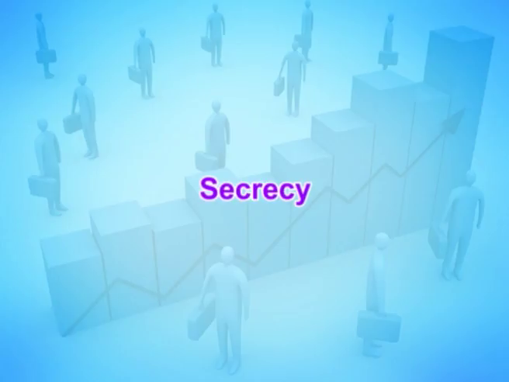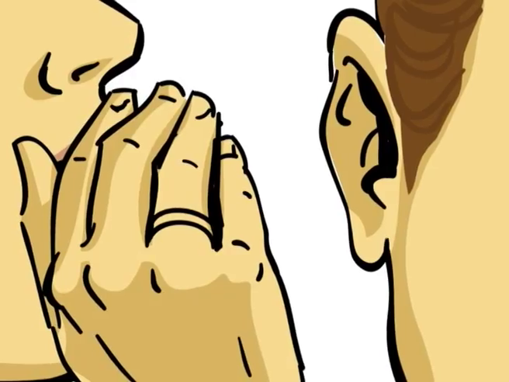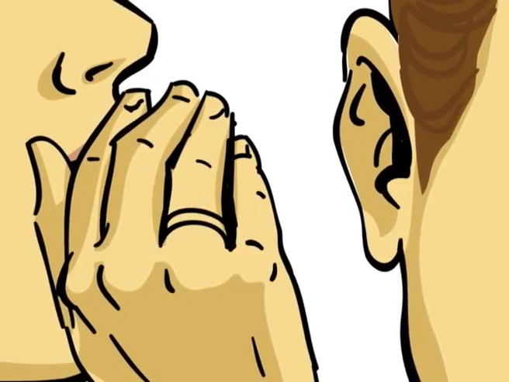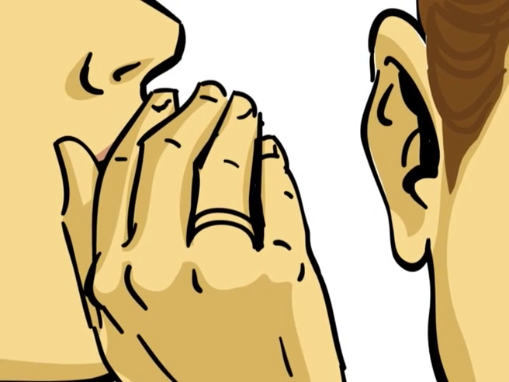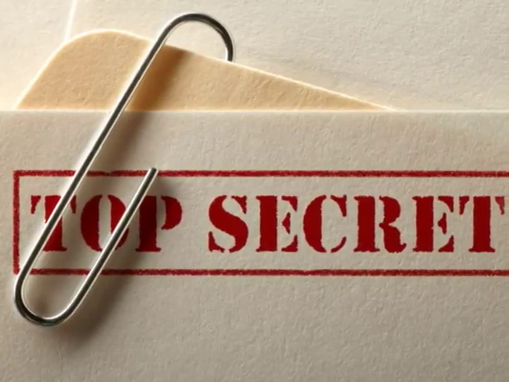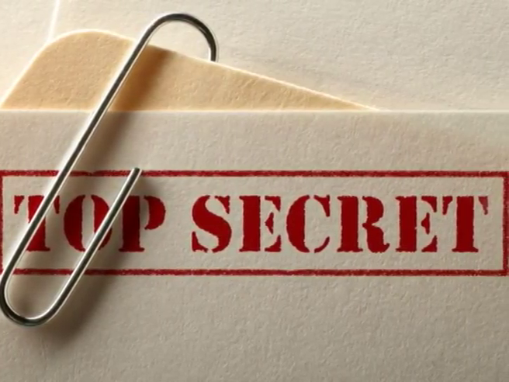Next is the question of secrecy. Business secrets of the firm are only known to the partners. It is not required to disclose any information to the outsiders. It is also not mandatory to publish the annual accounts of the firm.